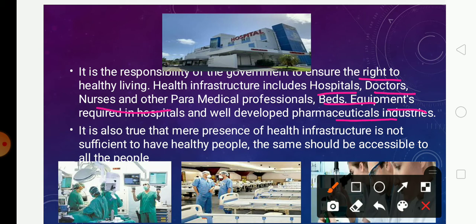It is also true that the presence of health infrastructure alone is not sufficient to have healthy people. The same should be accessible to all the people. Now you can take an example in our country. What is the present position of health infrastructure in our country? There are no beds, there is no oxygen supply, and people are dying on the streets. You would have watched in videos, the news and many newspapers that we do not have sufficient accessibility for all the people. It's not only that, the same should be accessible to all the people.